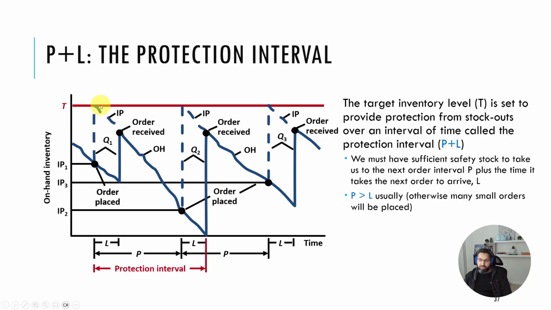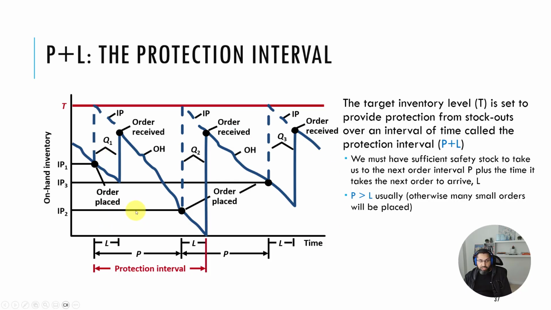But then another day passes and inventory will fall a little bit again because of one day of sales. Then again, you place a T minus IP order. So you'll end up placing many, many tiny orders based on just one day of inventory used up if your P was less than L.